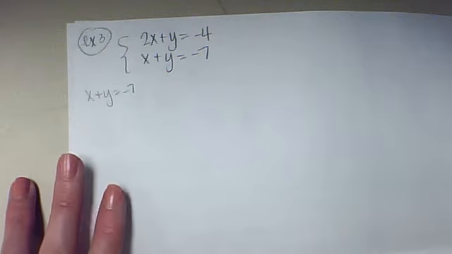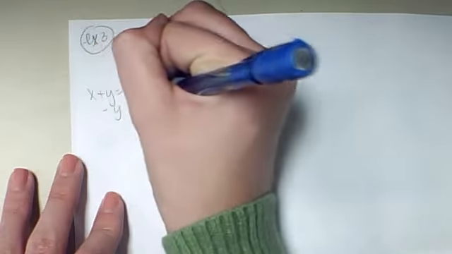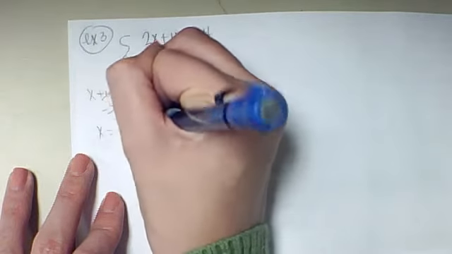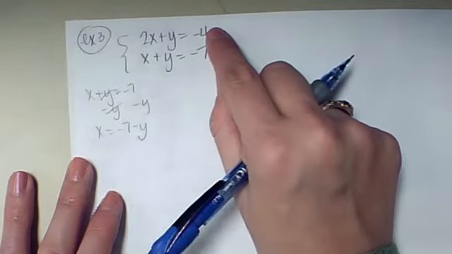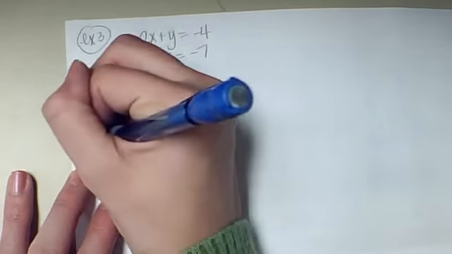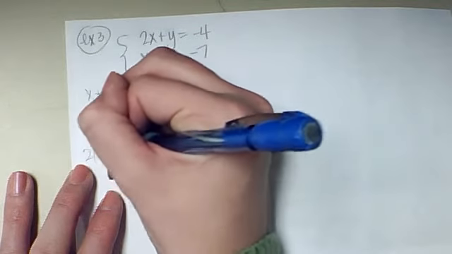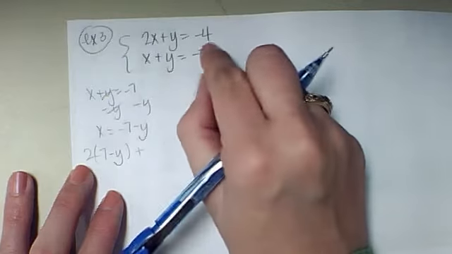And it doesn't matter if I solve for x or y. x comes first, so I'm going to get x by itself. I'm going to subtract y from both sides. x equals negative 7 minus y. Now I have x by itself, so I can plug it into the first or the other equation. So I'm going to do 2, and in place of x, now it's being multiplied, so I have to put this in parentheses, I have negative 7 minus y. And then I continue. Plus y equals negative 4.